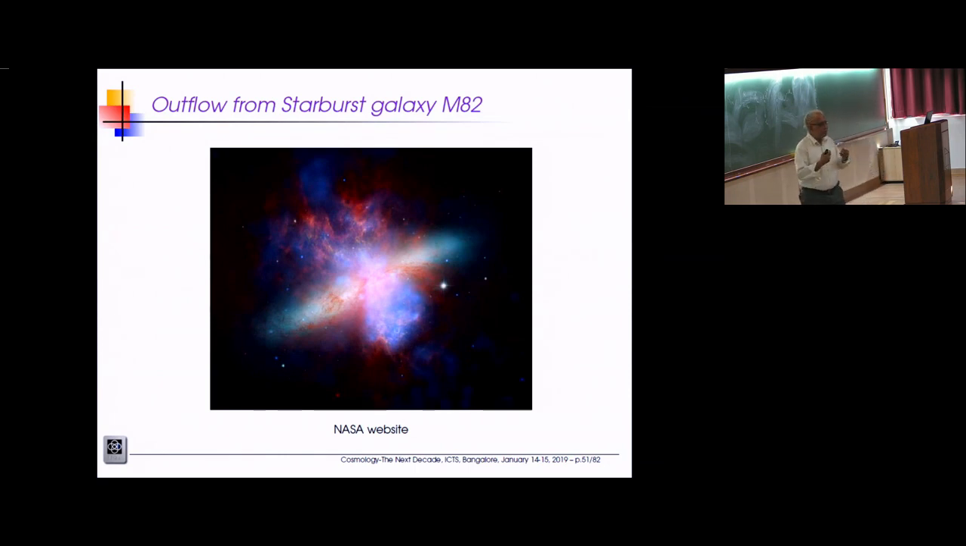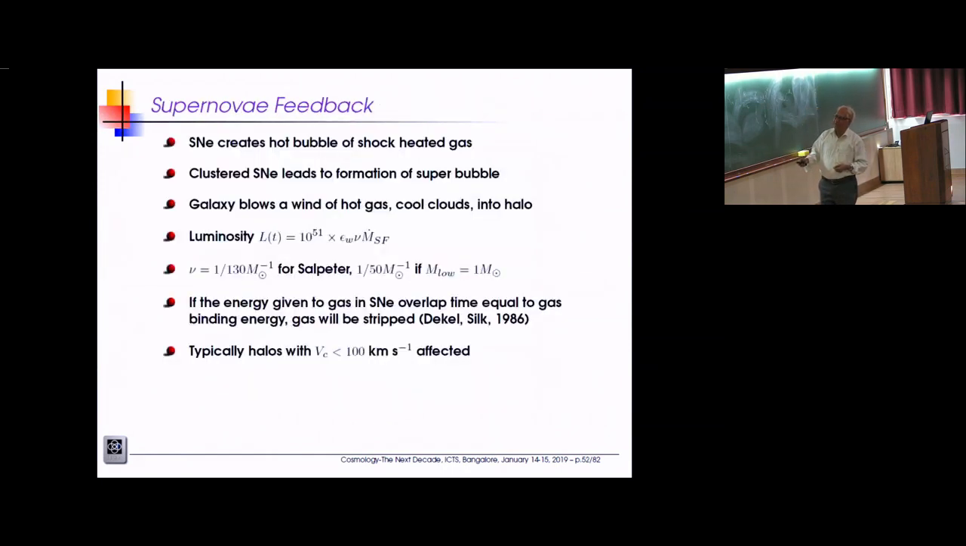So you will not only have accretion of cold gas to form the galaxy, but if you have lots of star formation, the gas itself, because of the star formation, can get heated and ejected out of the galaxy. So it's a reverse process, and that's why it's called feedback.